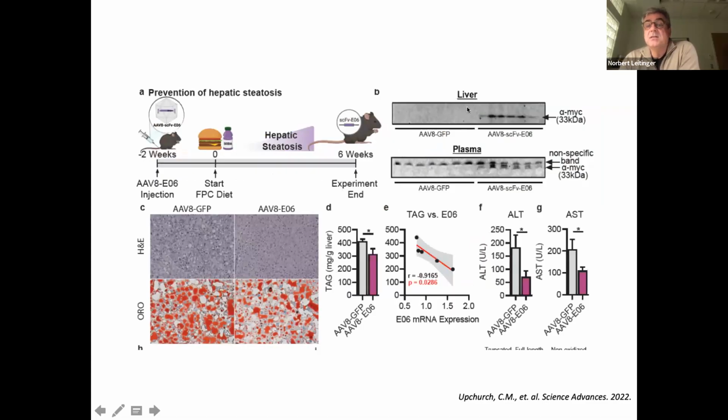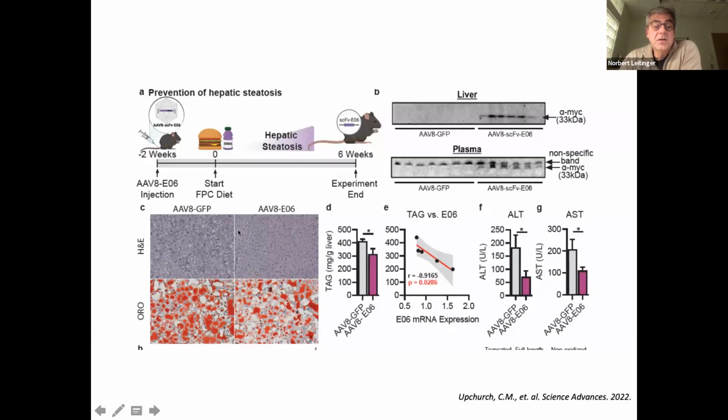So what we found here is that the virus really expressed the EO6 in the liver. We can detect it. It's MYC tagged, so we can actually detect it by a MYC antibody. But what we didn't know and didn't expect so much was that it was also secreted into the plasma. So in addition to having a liver-specific effect here, we also ended up having a systemic effect. And so at the end of the day, we were not able to discern whether the effects we saw were purely due to the expression in the liver or systemic effects. But that would come in handy later on for the second study that I'm going to tell you about.